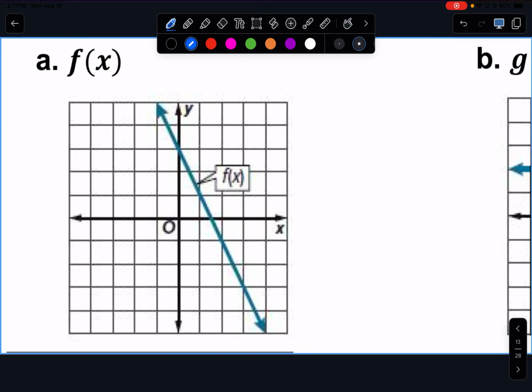Okay, so I want you to try this one. You're going to describe the end behavior on this one. It's a very simple line. Negative slope, linear function, left end, right end.